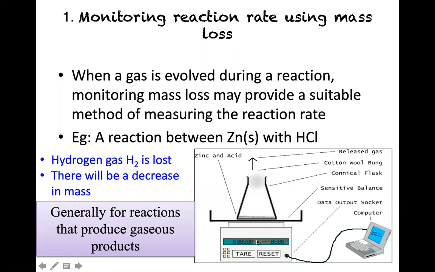From here, you can calculate the rate of reaction. How? Simply by plotting the mass over time, right? So you can see that the mass will be decreasing, just like the graph of a concentration-time of a reactant.